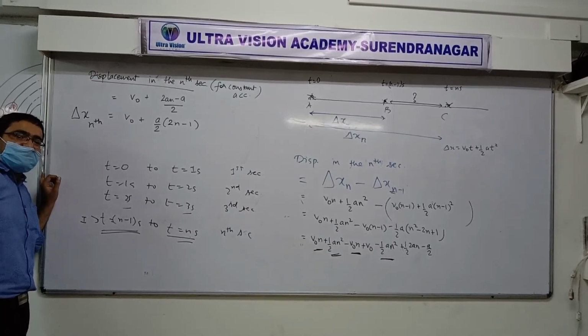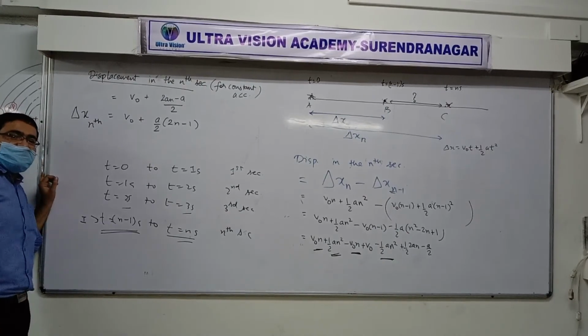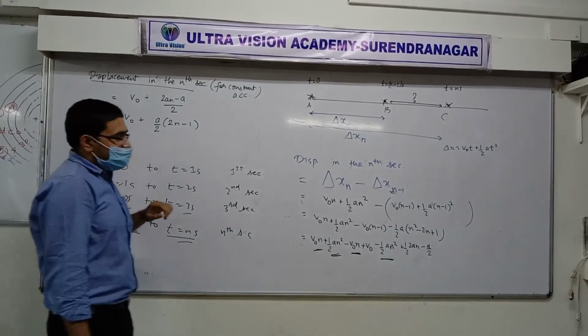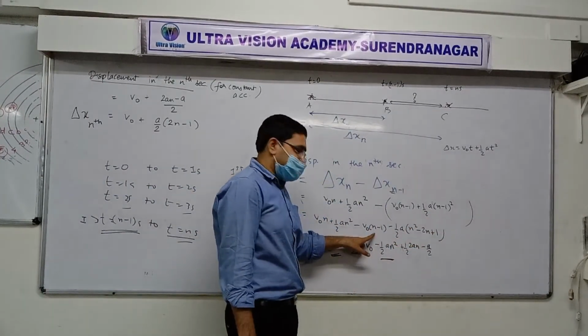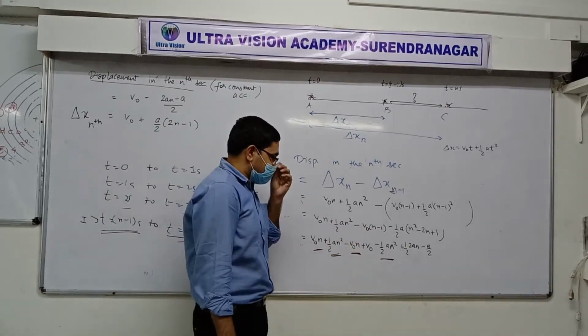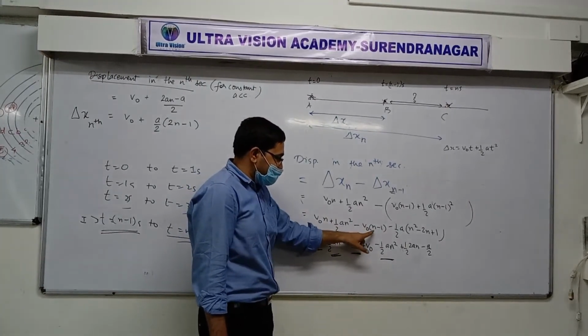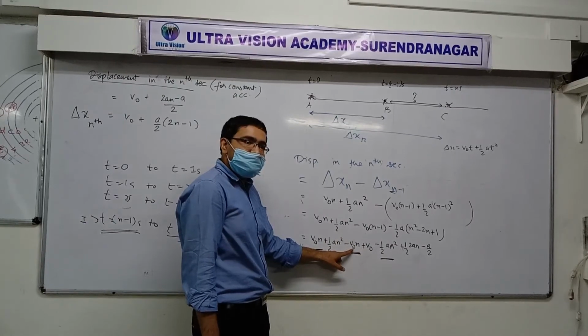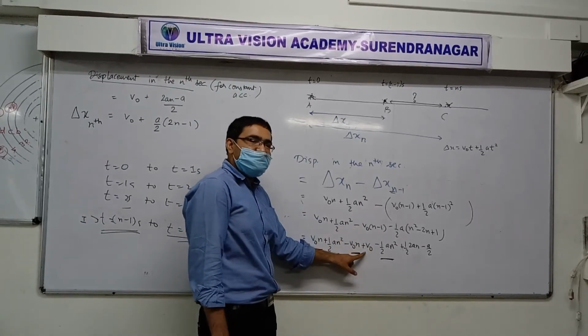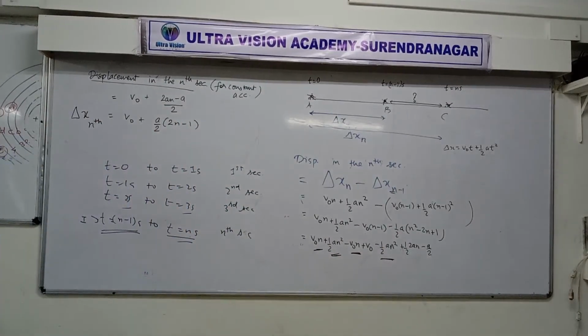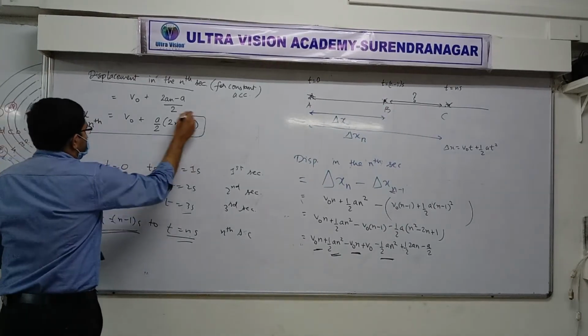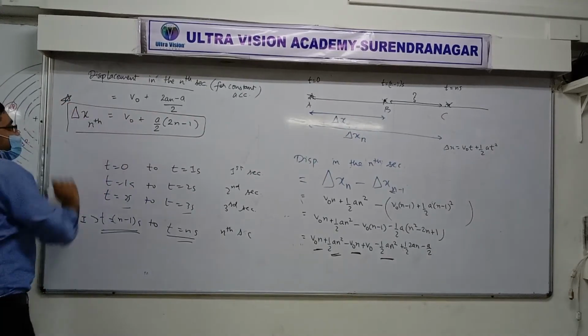Any query over there? You are asking about this? What happened to that in the next step? Okay. Multiply. So minus v0n, and minus minus plus v0. Got it? Right. Anything else? So this is the formula of displacement in which second? Nth second.